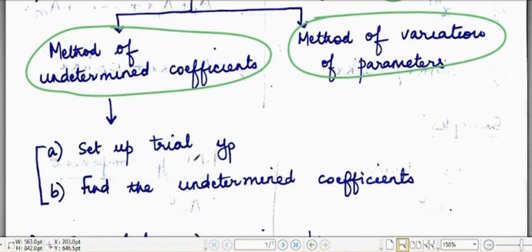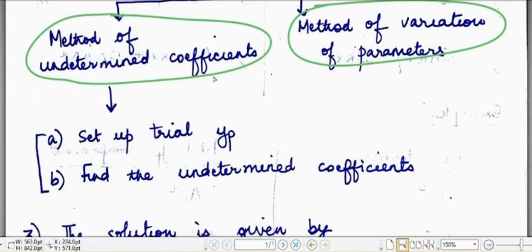As the name suggests, for finding yp through this method we are going to set up a trial yp. We are going to guess some yp that may work, and that guess will involve certain undetermined coefficients which we are going to obtain looking at the equation. According to the given equation we are going to obtain those undetermined coefficients, and that's the reason it's called method of undetermined coefficients. Now how do we set up trial yp looking at the equation is what we are going to learn in today's video.